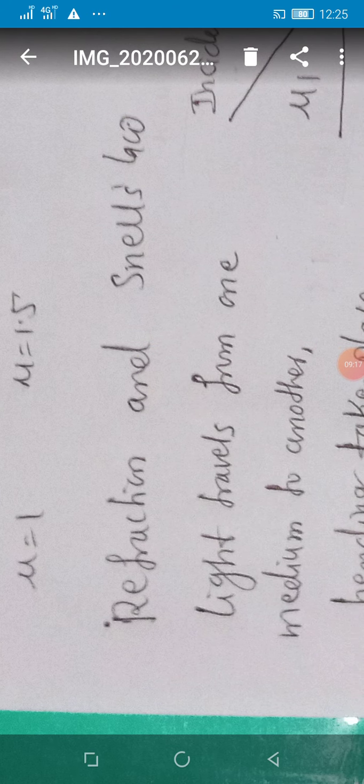Now students, there is a very important law in physics known as Snell's law.